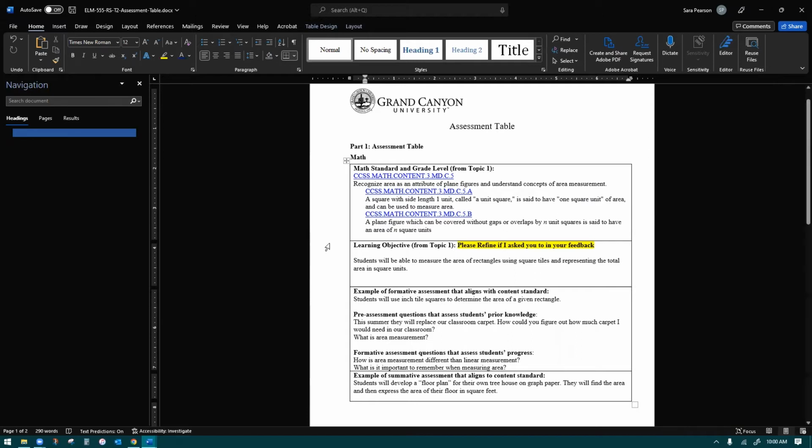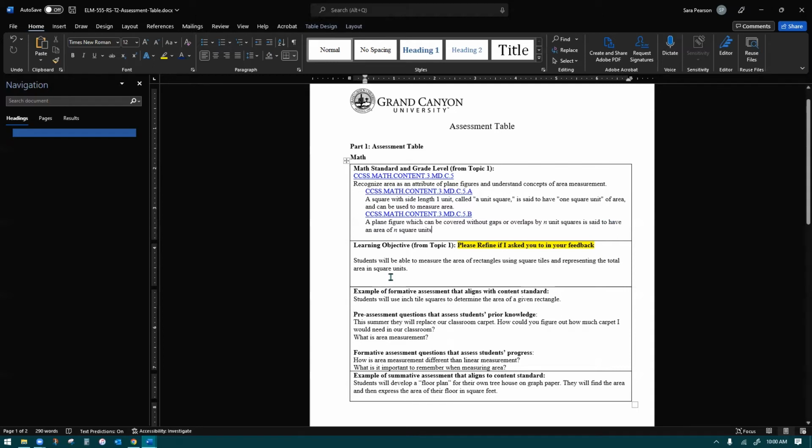In addition, a plane figure can be covered without gaps or overlaps by using n unit squares. So however many unit squares, or square units, it takes, it should be able to cover it completely, and there should be no gaps or overlaps with those squares. And that's really important when students are exploring with hands-on materials, as they should when they are introduced to area.